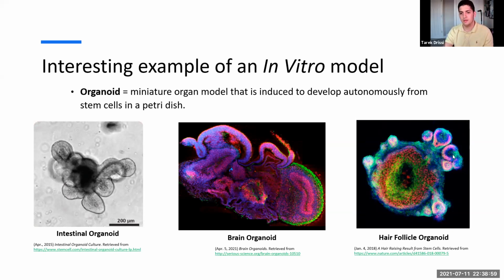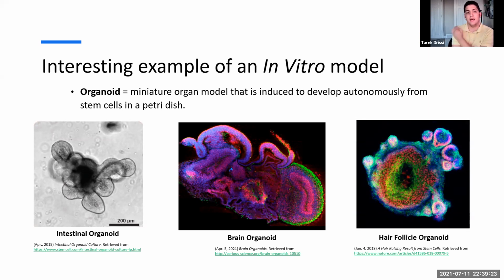Yeah. And remember, all of these came from a single stem cell and grew in a petri dish outside of an organism. This didn't come from an animal. These came from a single cell. So it's quite crazy how you can use this in vitro model to create organs in a petri dish.